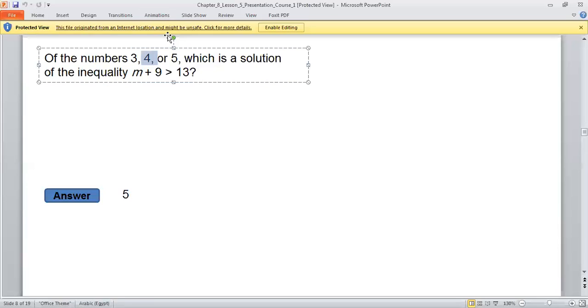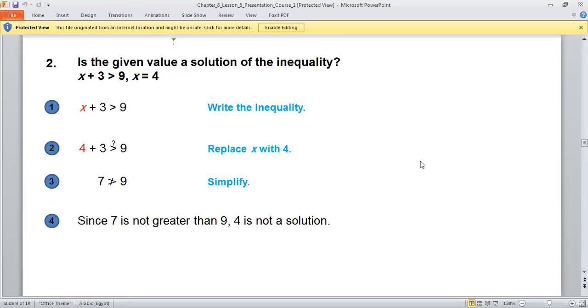We will go now to the next one. It will be 5. I will replace this M with 5. 5 plus 9 is equal to 14. Is 14 greater than 13? Yes. So the only solution in this example is 5. Grade 6, is it clear? Yeah. We will go now to another example.